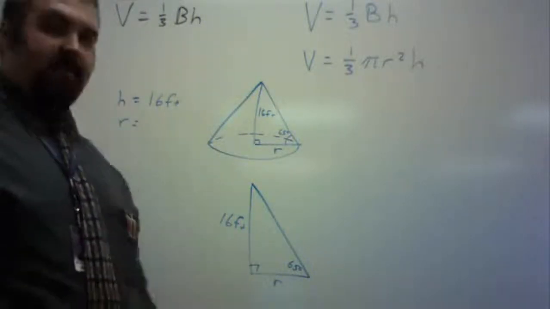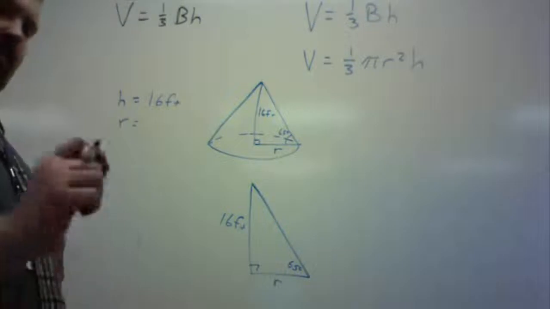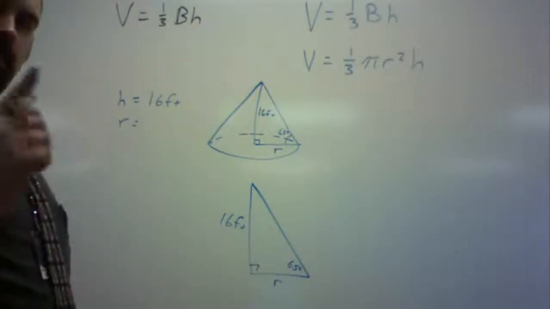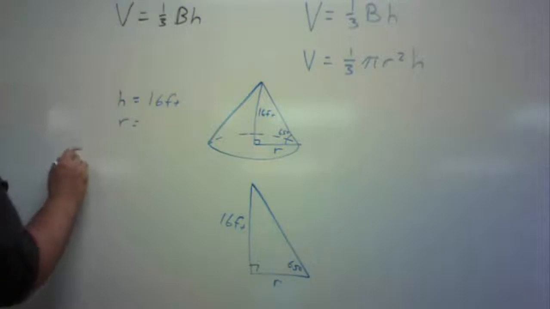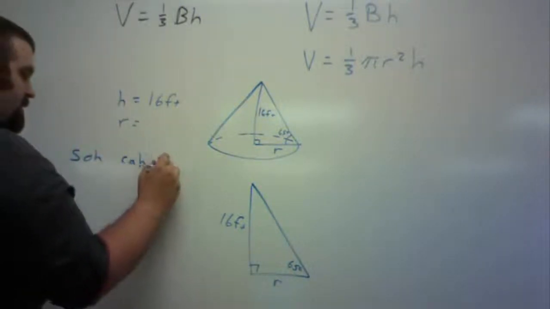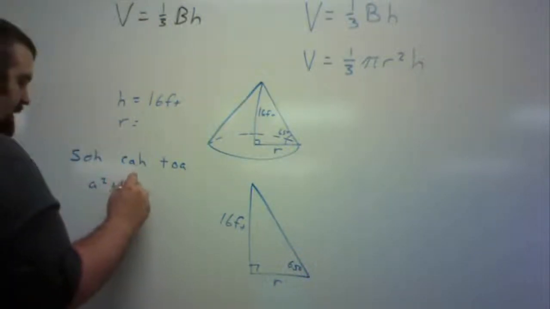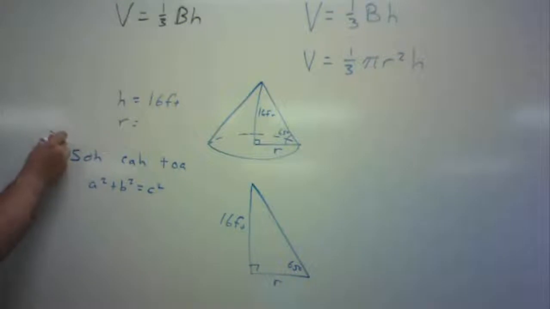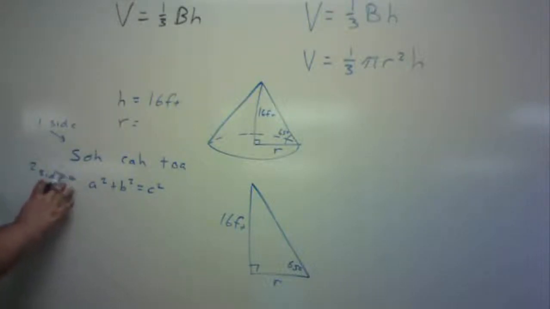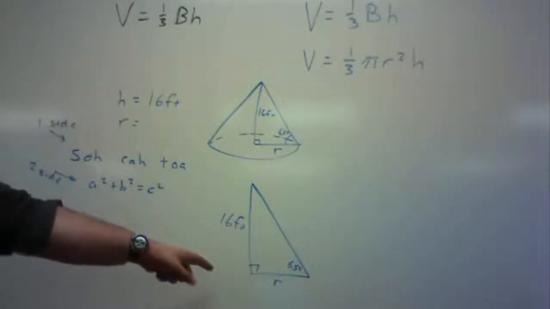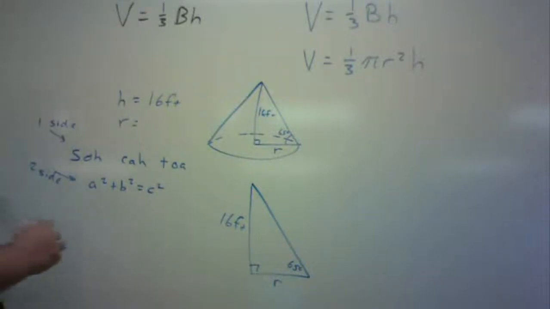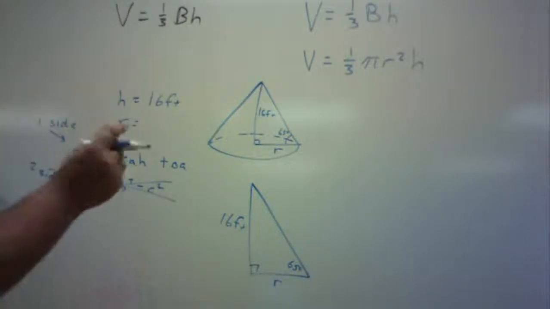However, I see a right triangle. I'm given one side length, I'm looking for another. One of two choices I need to make. Am I going to use SOHCAHTOA, sine, cosine, tangent, to help me solve it, or am I going to use a squared plus b squared equals c squared? Well, this one requires one side. This one requires two to be known. I need to know their actual physical number. Do I know two sides? Dang. Not that one. So what I'm going to use instead is SOHCAHTOA.